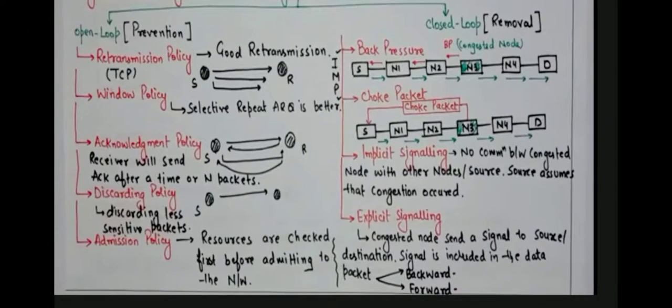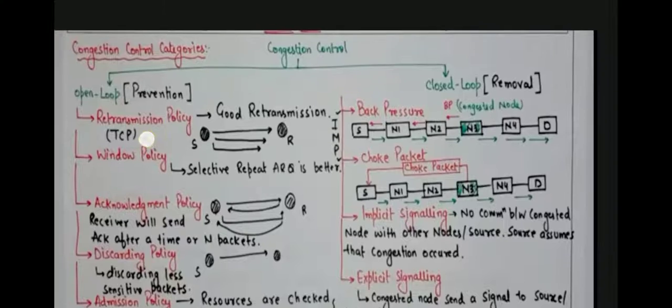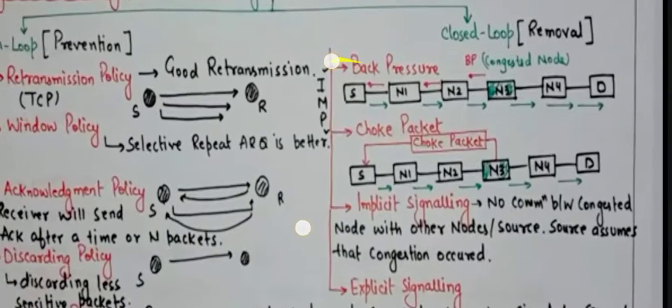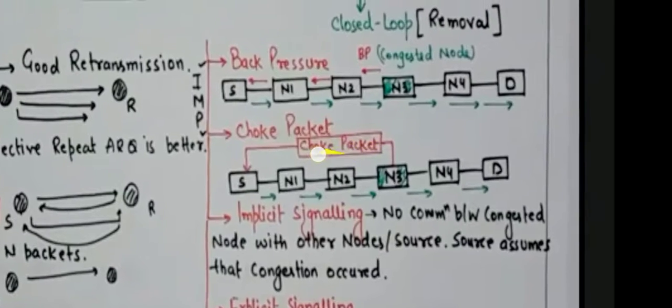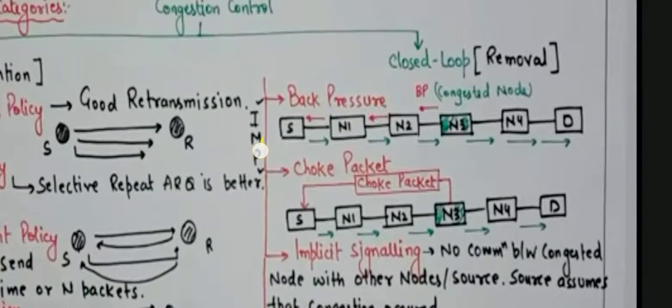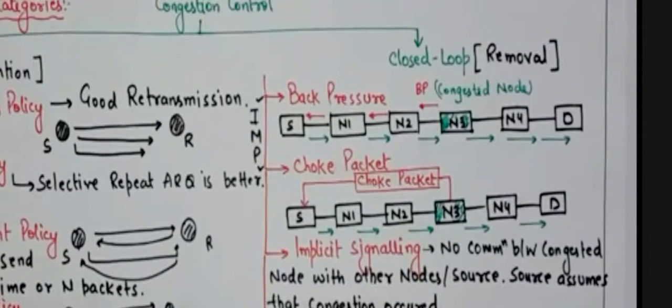for open loop congestion control. Now we'll go for closed loop congestion control. What is closed loop congestion control? Here closed loop congestion control means the removal process will be present. This is also one of the removal techniques. What is this removal technique?